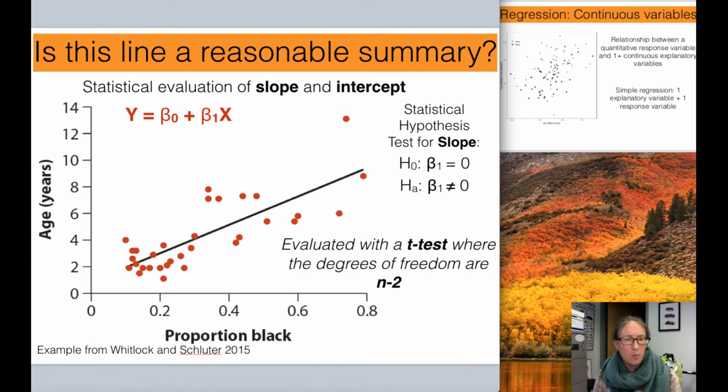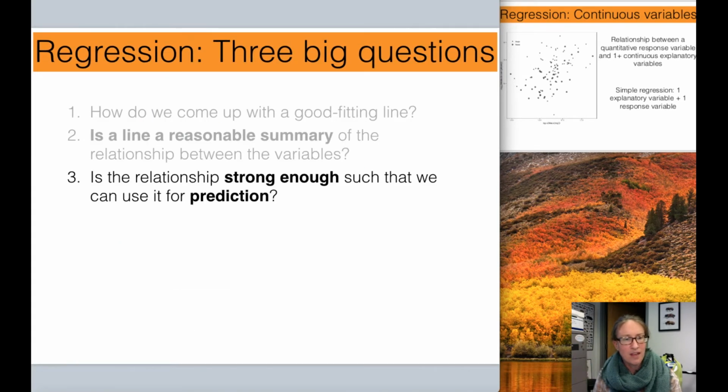And so we do this statistical test with a type of t-test where the degrees of freedom in this case are equal to n minus 2. And again, we're not going to get too bogged down in the details for that, but I'm going to show you in R how that statistical test gets calculated. So that statistical test is addressing the second question of, is that line a reasonable summary of the relationship between the variables of interest?